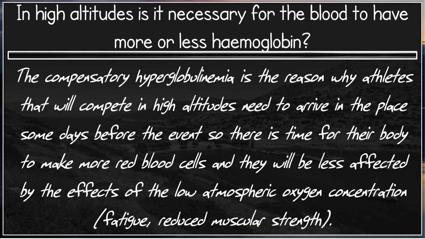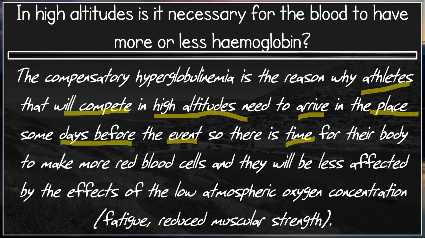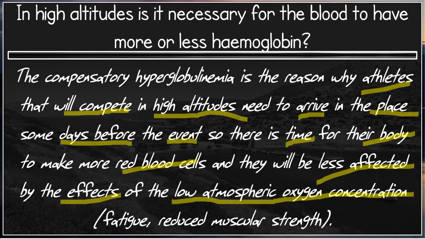Compensatory hyperglobulinemia is a reason why athletes that will compete in higher altitude need to arrive at the place some days before the event, so that there is time for their body to make more red blood cells, and they will be less affected by the effect of low atmospheric oxygen concentration, that is, fatigue and reduced muscle strength.